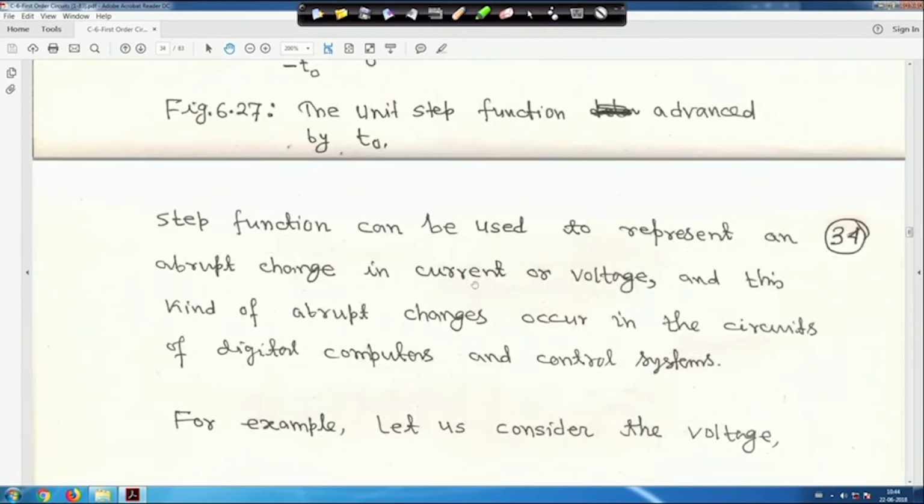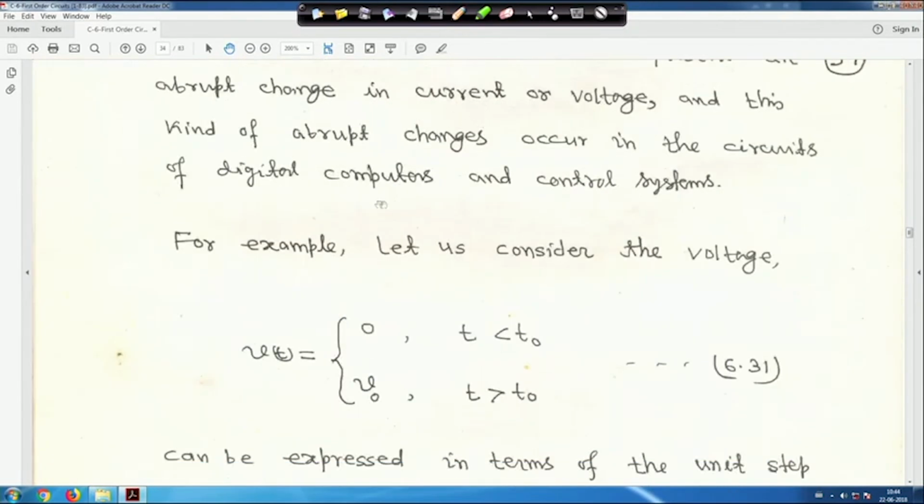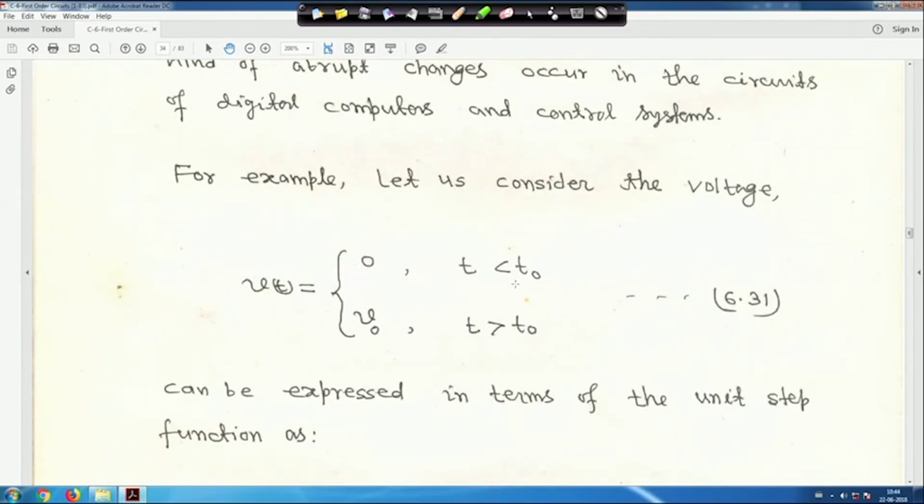Step function can be used to represent an abrupt change in current or voltage, and this kind of abrupt change occurs in the circuits of digital computers and control systems. For example, let us consider the voltage v(t) is equal to 0 for t less than t0, and v(t) is equal to V0 for t greater than t0. This is equation 31. Suppose we write the voltage like this, 0 for t less than t0 and V0 for t greater than t0.